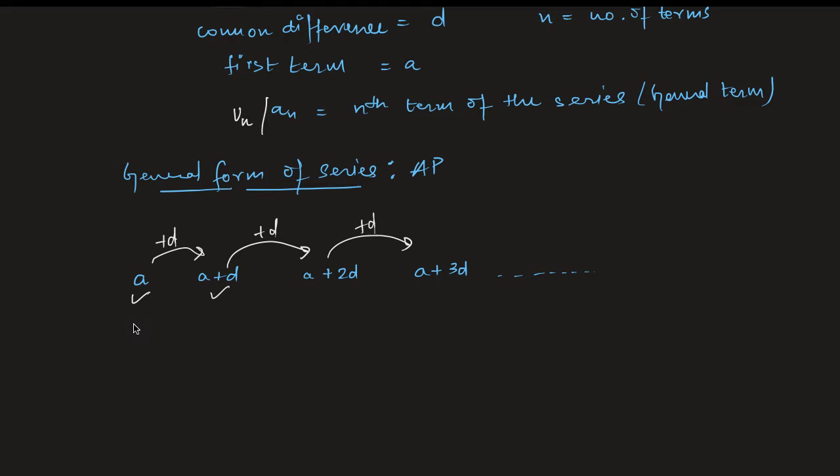Similarly, this is my first term. I can write this as either u1 or a1. This is my second term, u2. This is my third term, u3. This is my fourth term, u4. Now can you observe the pattern in this and figure out what would be un, the nth term?